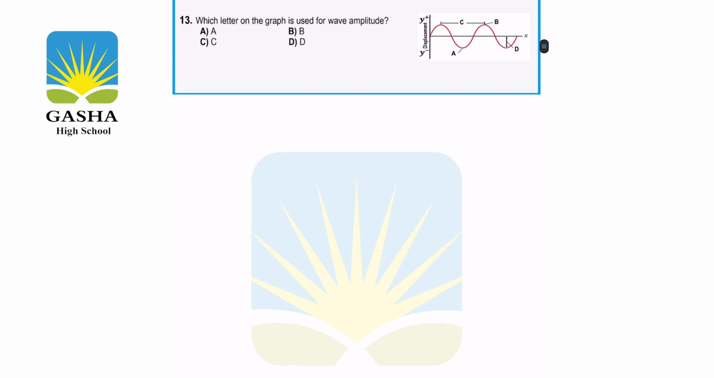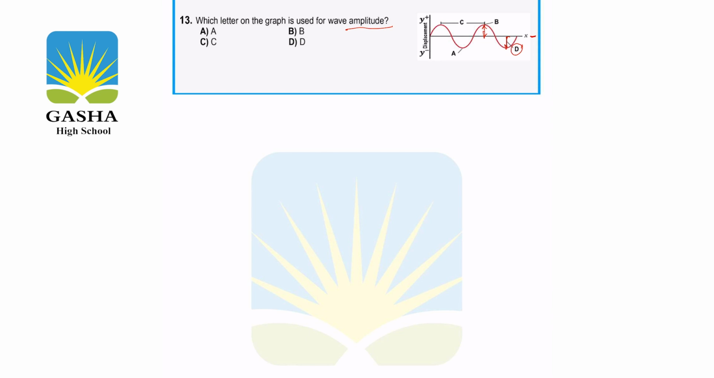Which letter on the graph is used for wave amplitude? You have to know the definition of amplitude. Amplitude is the maximum displacement from the equilibrium position. The x-axis is the equilibrium position, so the maximum displacement from the equilibrium position is this height. But which letter on the graph is used for amplitude? That's D. If you look, that's the maximum displacement.